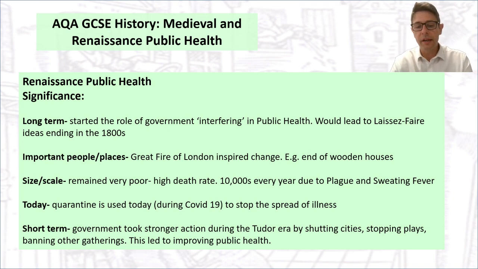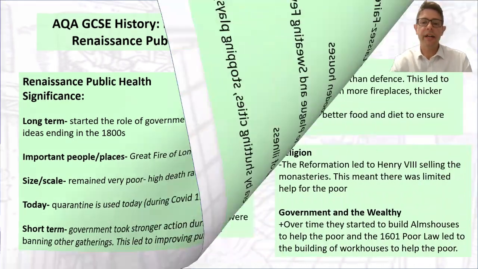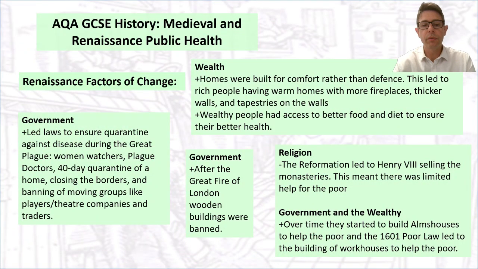And then in the short term, in Renaissance public health, government took stronger action during the Tudor era by shutting cities, stopping plays, banning gatherings to improve public health. Think about factors then. So government has become more important as a factor with the Great Plague and the quarantines, the blocking of borders, etc. Government during the Great Fire of London, banning wooden buildings.